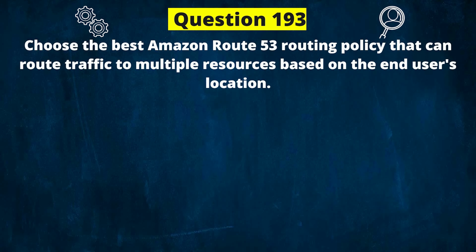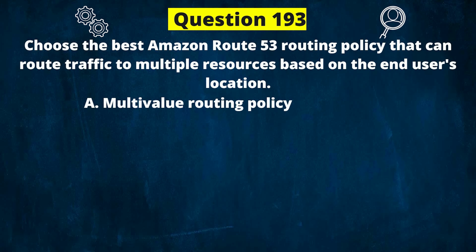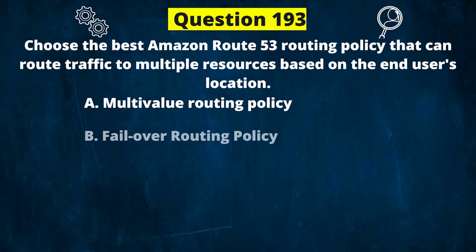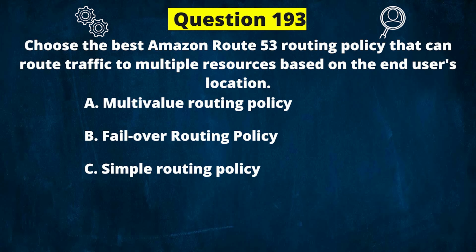Next question. Choose the best Amazon Route 53 routing policy that can route traffic to multiple resources based on the end user's location. Now the options are: Option A, multi-value routing policy. Option B, failover routing policy. Option C, simple routing policy.